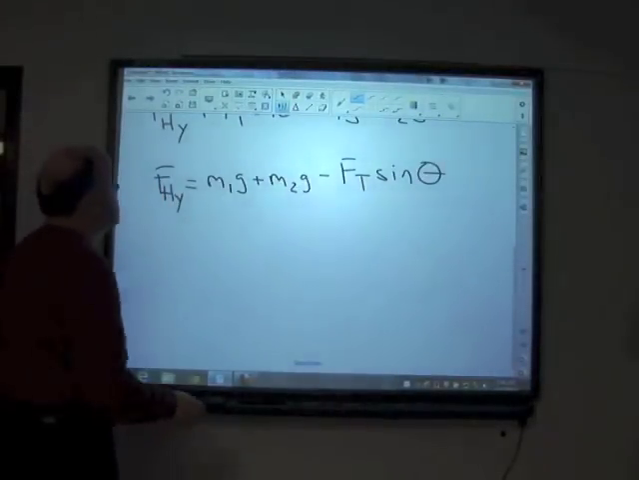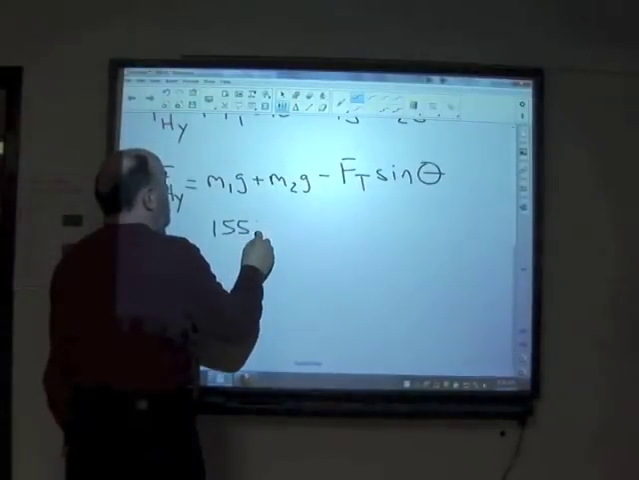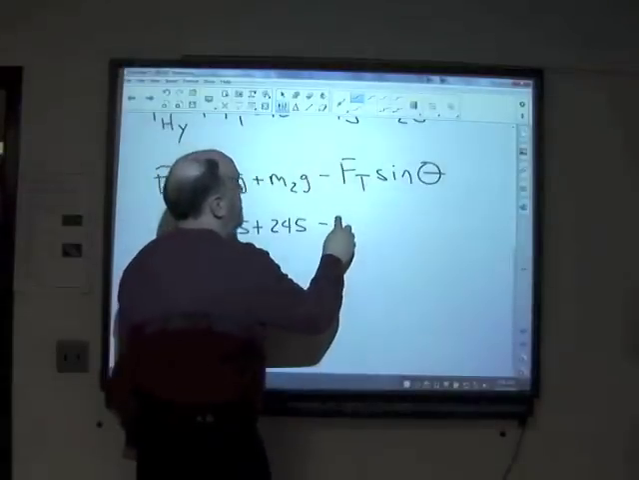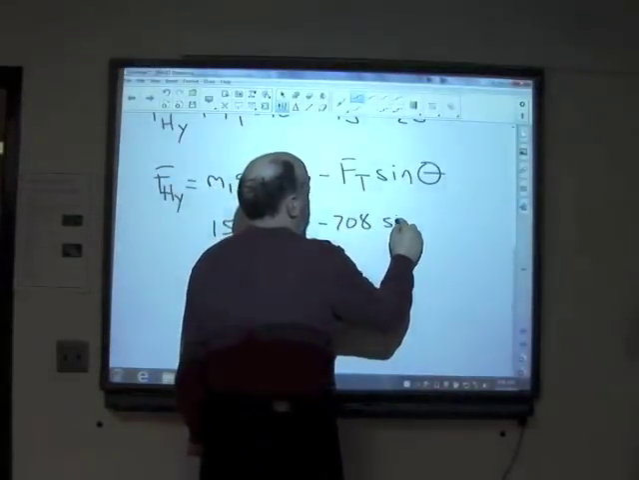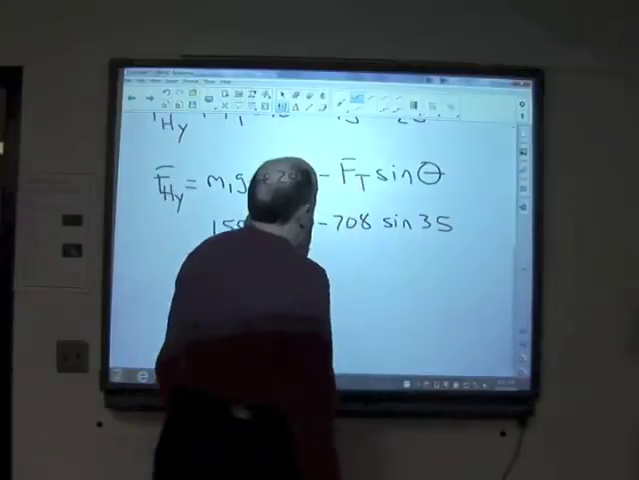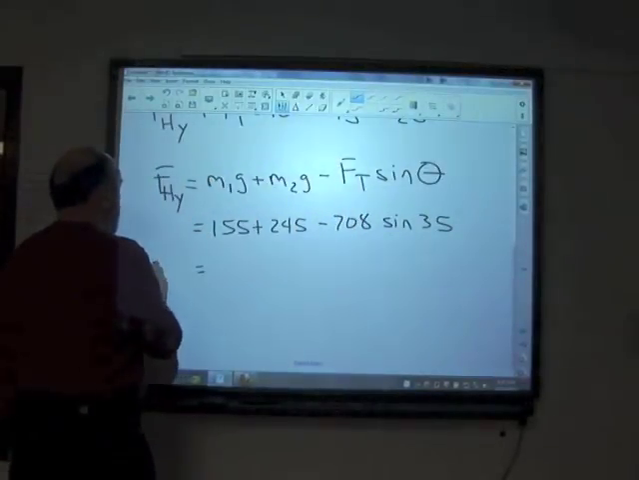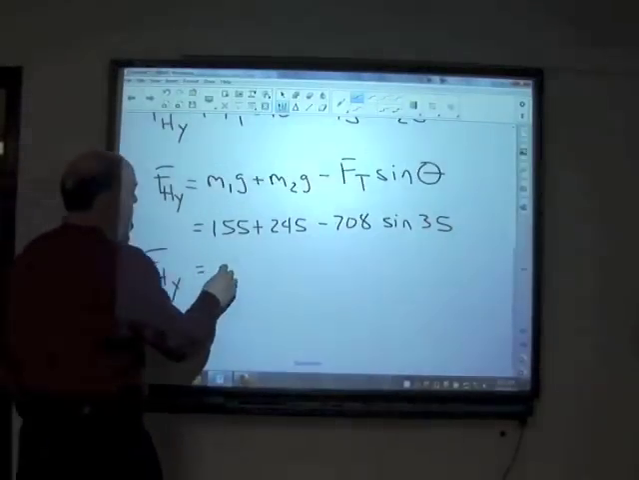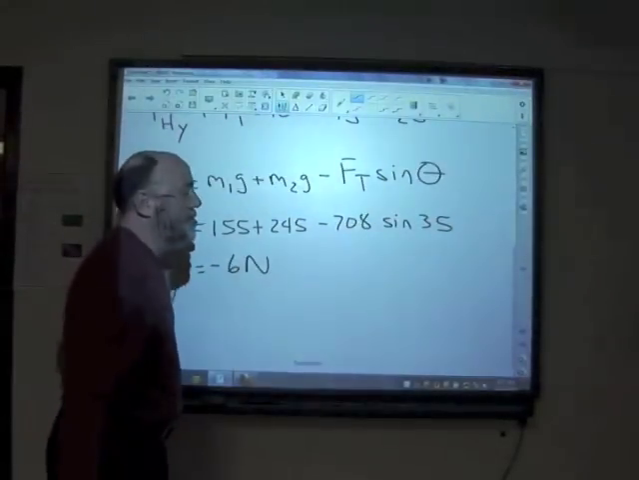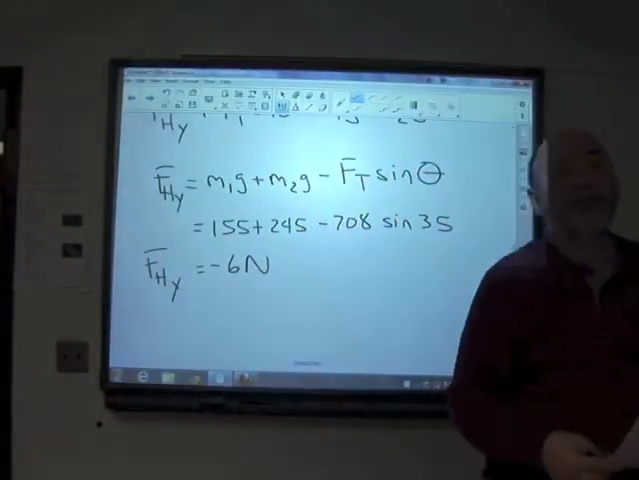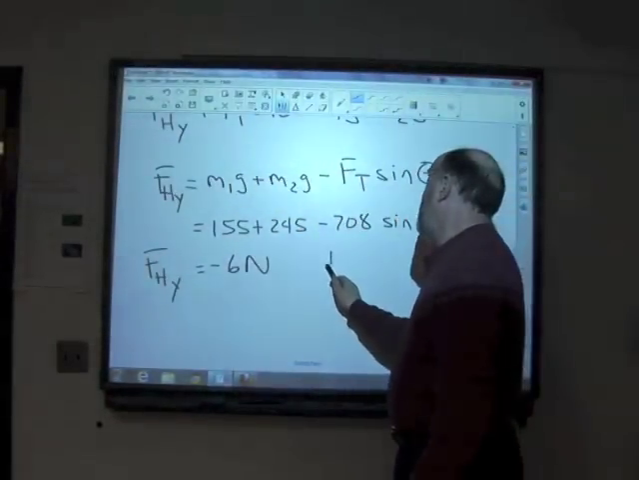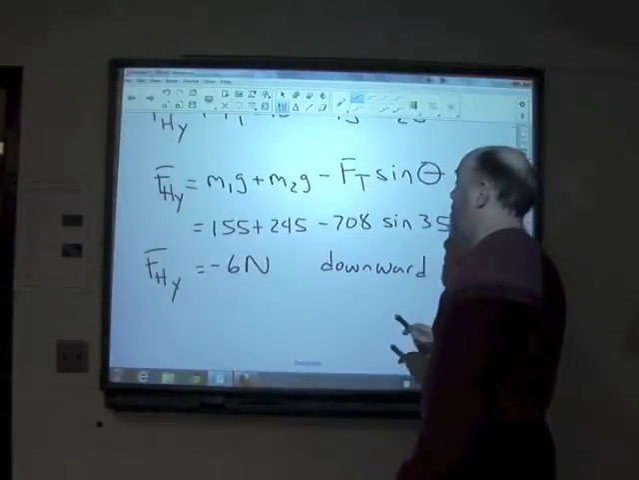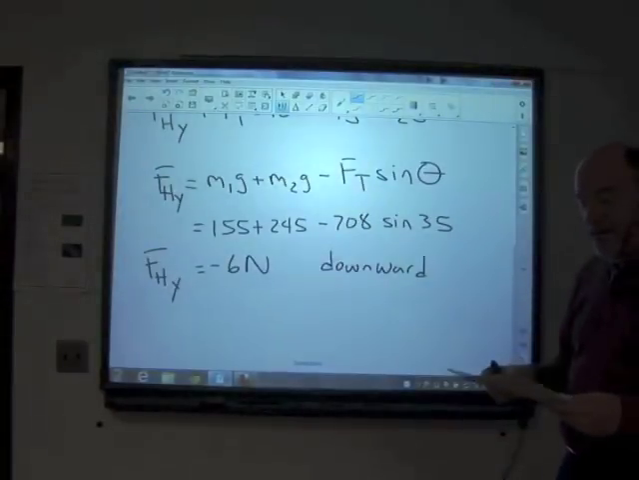And so m1g was the 155, m2g was the 245, and then this would be 708 times the sine of 35. And so we find out that the force here ends up being a negative 6 newtons, which means that the force is acting in a downward direction. Again, positive and negative are indications of direction here.